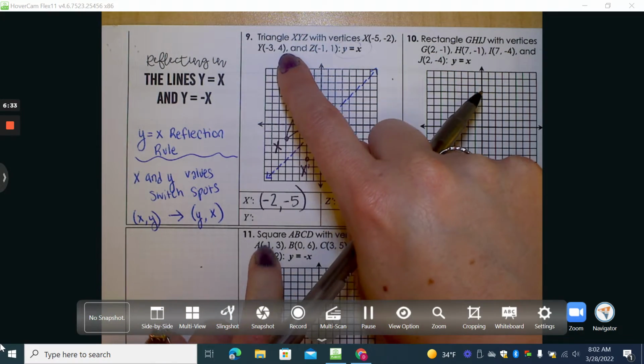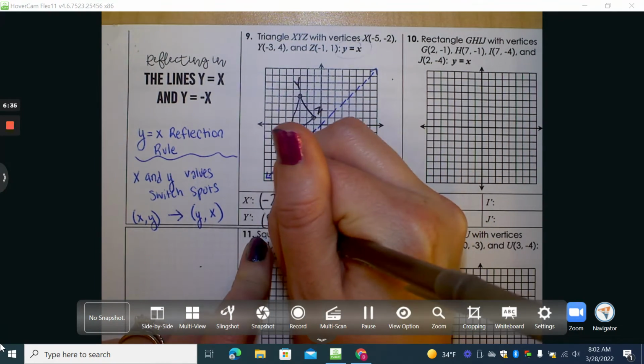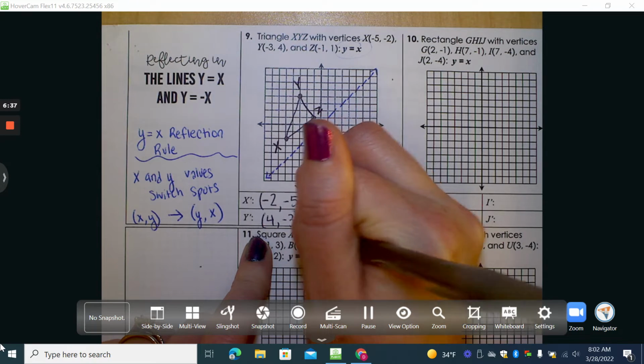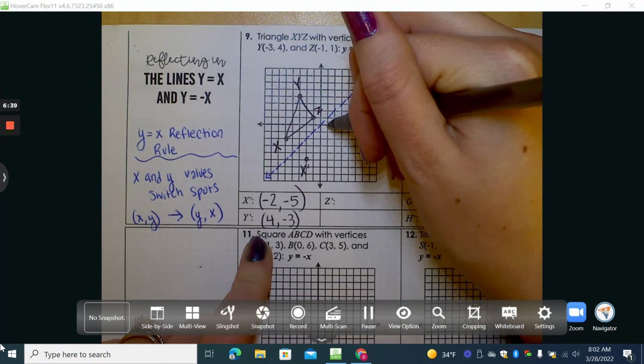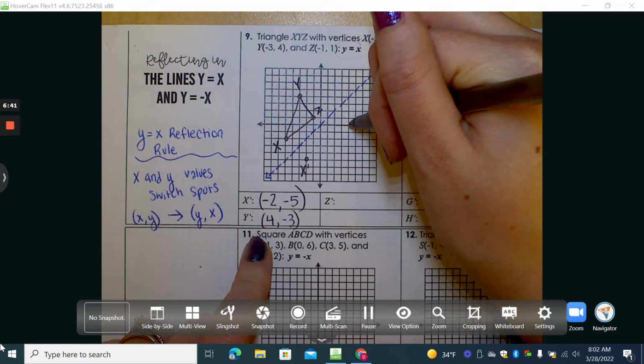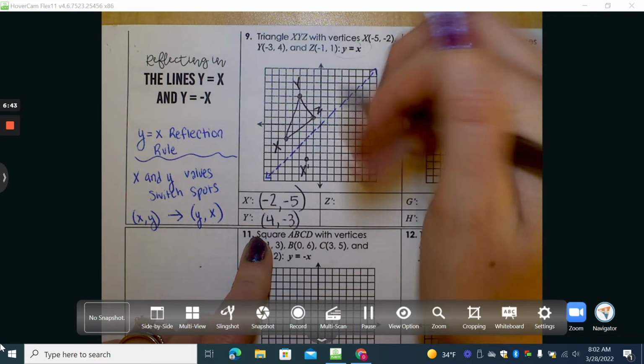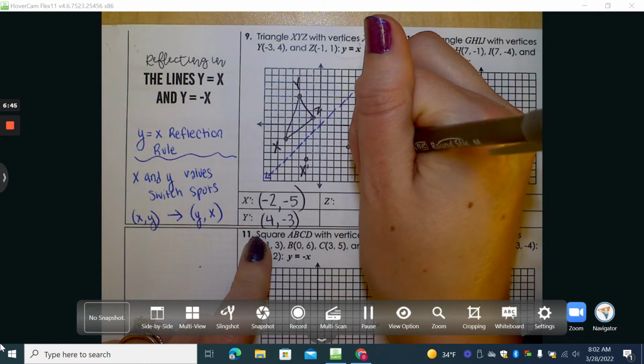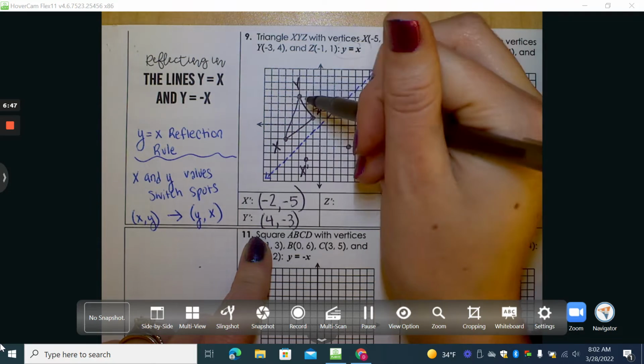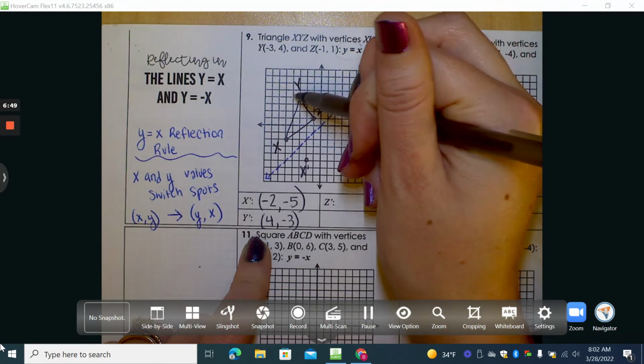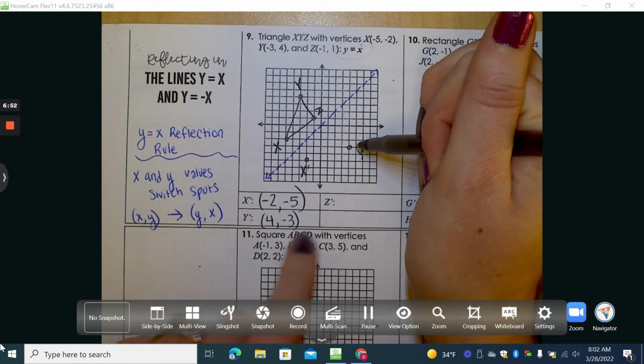Y is -3, 4. I'm going to flip that around to be 4, -3, and that's what I'm going to graph. I'm going to go to the right 4 and down 3. That is my new y prime. It has flipped from here to here across that line.